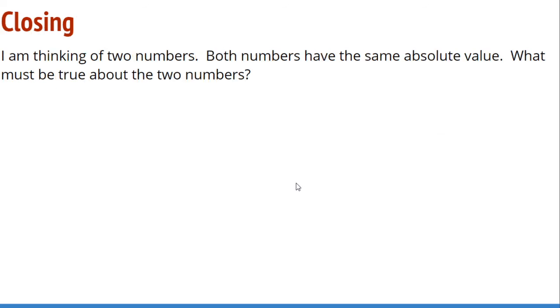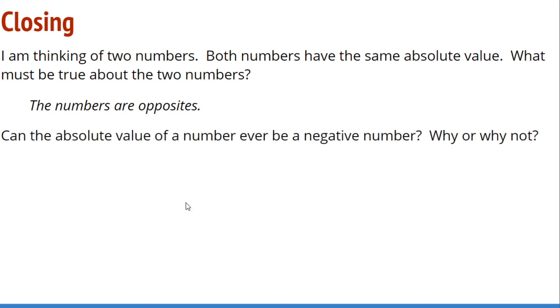I am thinking of two numbers. Both numbers have the same absolute value. What must be true about the two numbers? Pause and think about that for a moment. The numbers are opposites. They're on opposite sides of 0 and they are the same distance from 0.